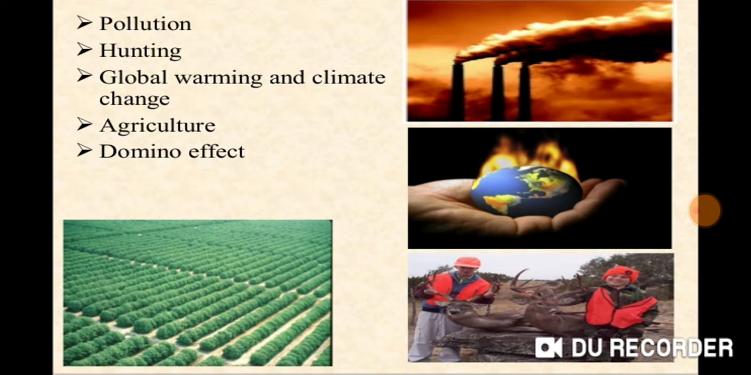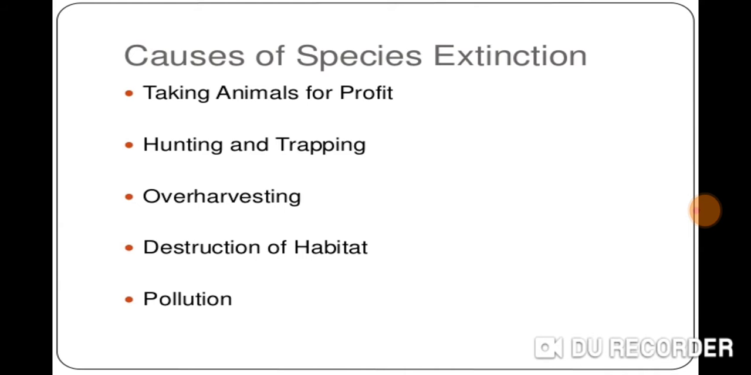The pollution factors affect the biodiversity, the global warming, the warming up of our air or the environment, our agricultural practices, our hunting of deer and rabbits, etc. may cause the decrease in the biodiversity.